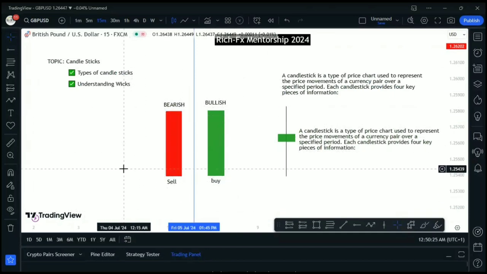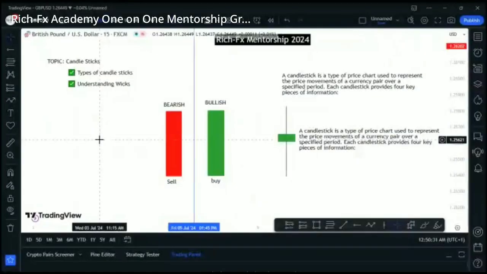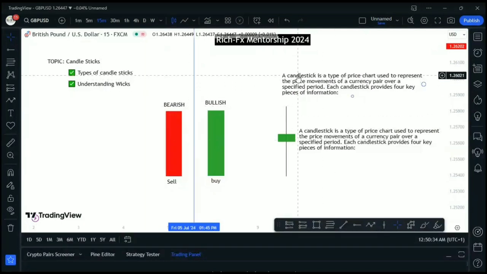Now, each candlestick you see that forms takes a certain period of time. Remember we mentioned that a candlestick is a type of price chart used to represent the price movement of a currency pair over a specific period. So which means that on this 1 minute, it actually takes 1 minute for one candle to form. It takes 1 minute for a bullish or a bearish candle to form. It takes 5 minutes for a bullish or a bearish candle to form, depending on the time frame.